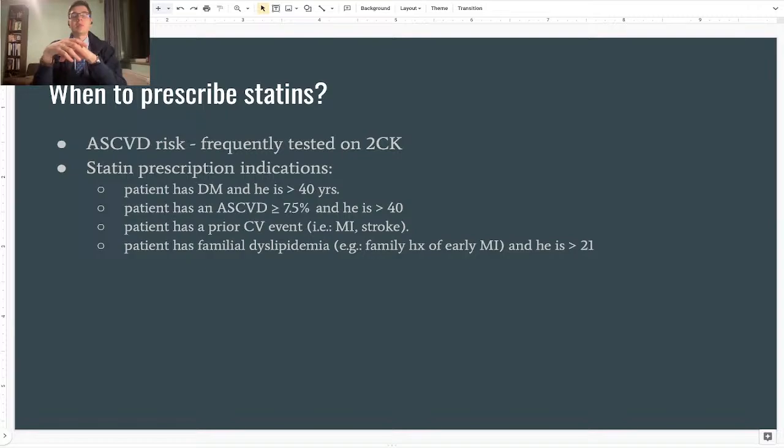Firstly, we will have a presentation of a patient that comes with hyperosmolar state due to his diabetes. He will also be over 40. This requires a high potency or a medium potency statin.